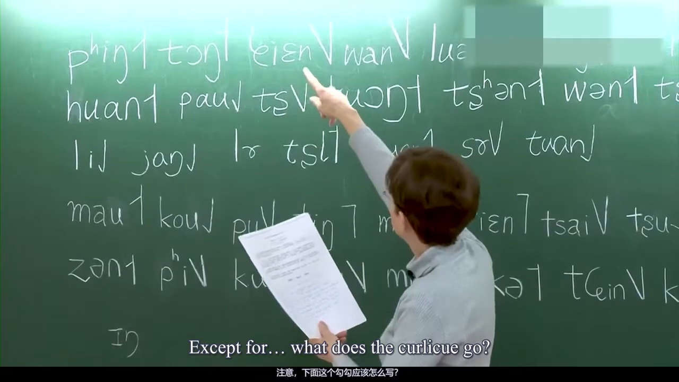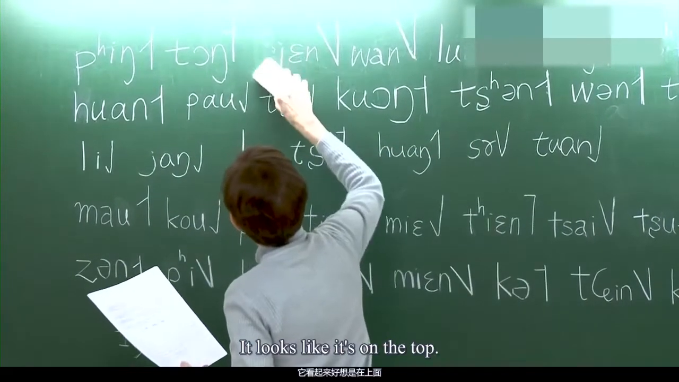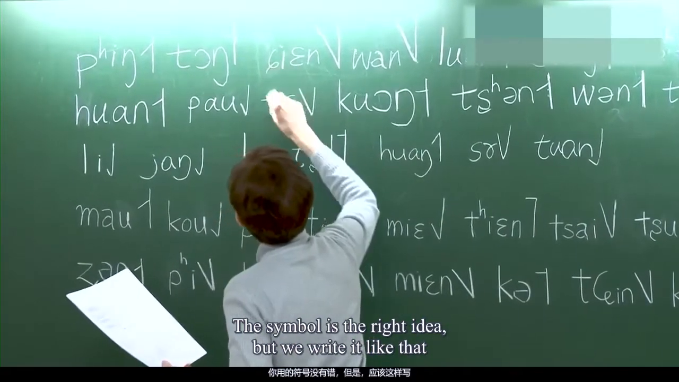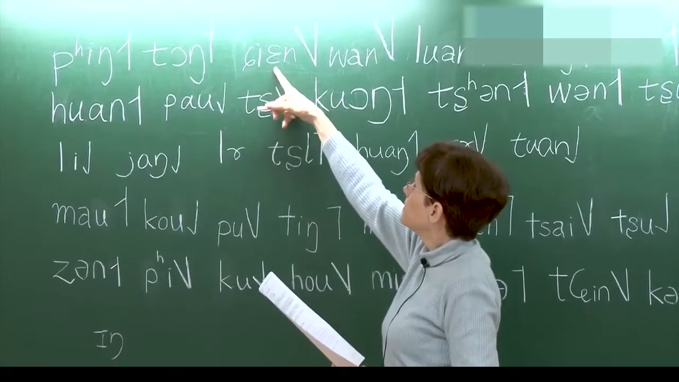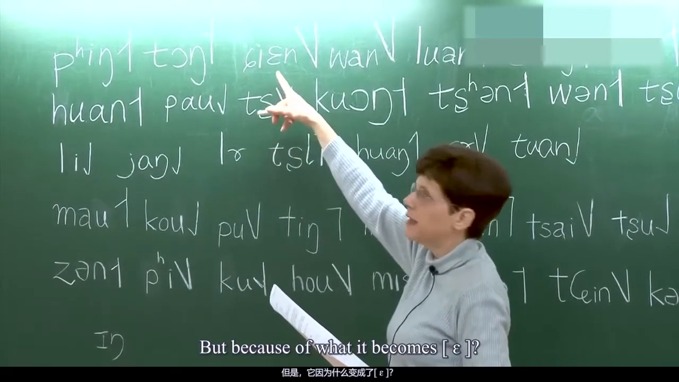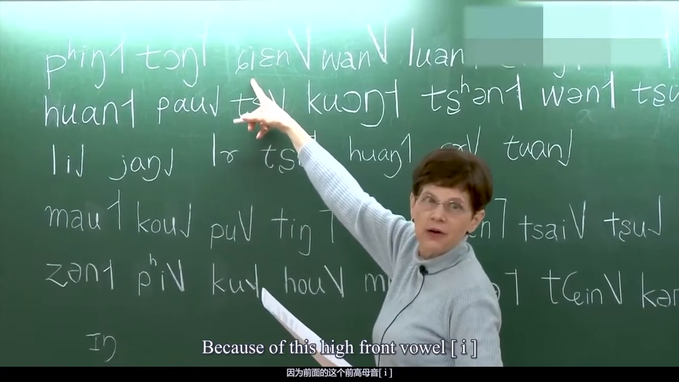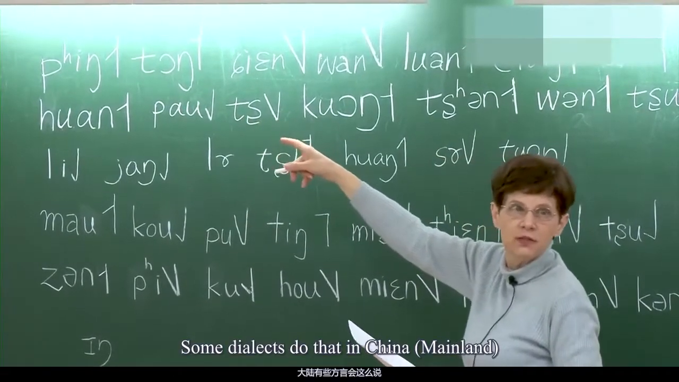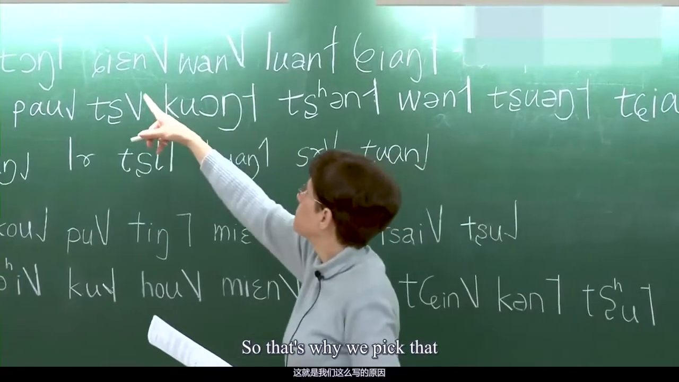Except for, where does the curly Q go? Oh, it looks like it's on the top. It goes lower than that. The symbol's the right idea, but we write it like that. Ping dong xian. And here, the original phoneme is some kind of ah. But because of this high front vowel e, it becomes eh and affects this vowel, so it's not xian. Some dialects do that in China, but we don't in Taiwan. Xian, xian. So that's why we picked that.